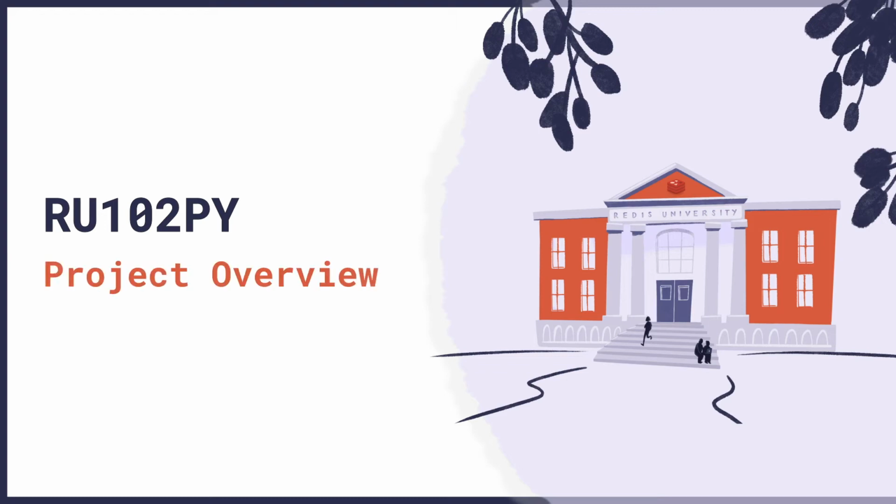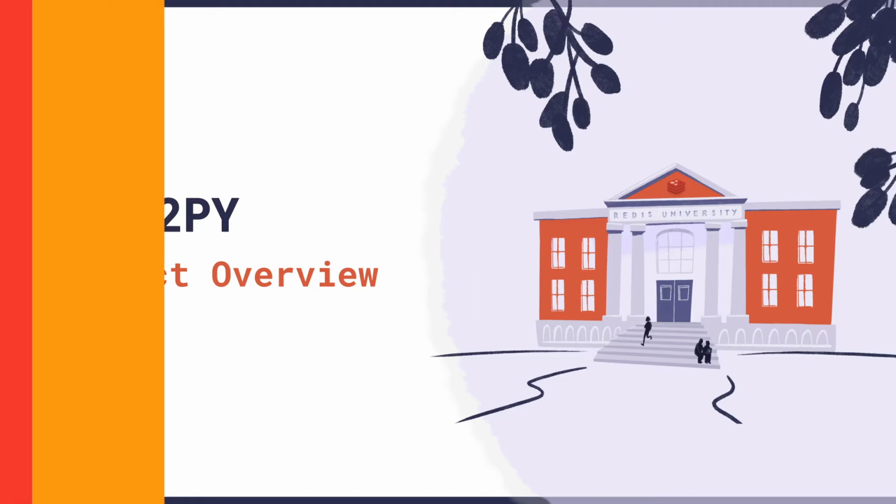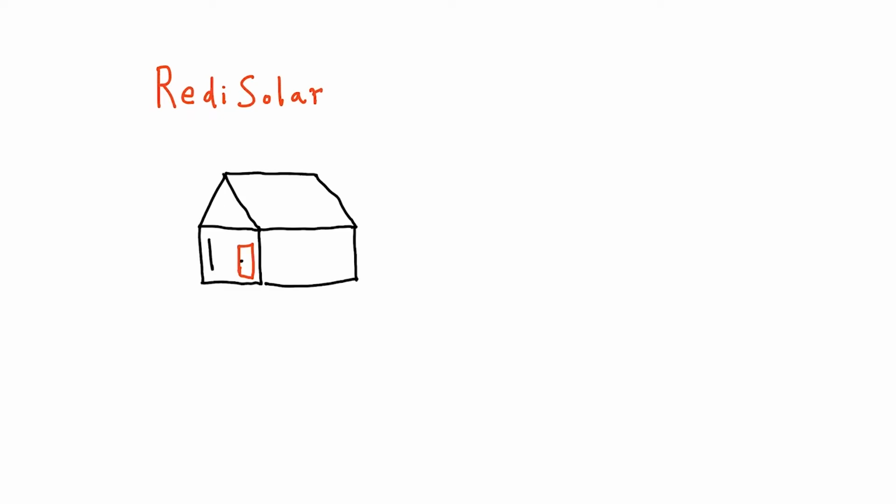As I mentioned in the previous unit, we're going to be working on a sample application throughout this course. The idea behind it is pretty simple. We're a rooftop solar power utility called Redis Solar. We install solar panels on the roofs of homes and businesses.